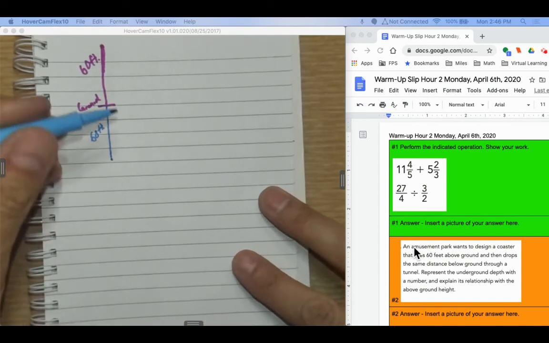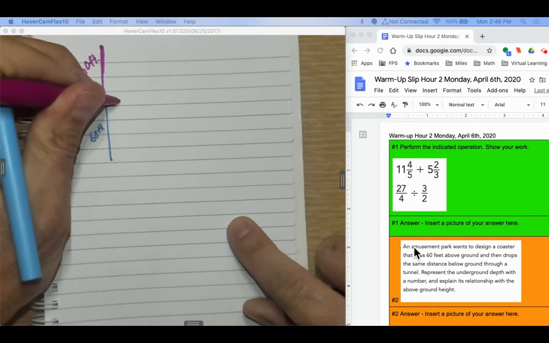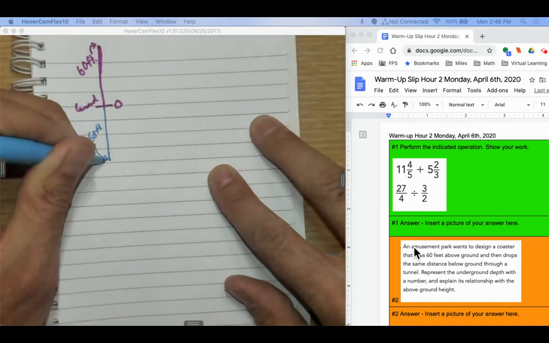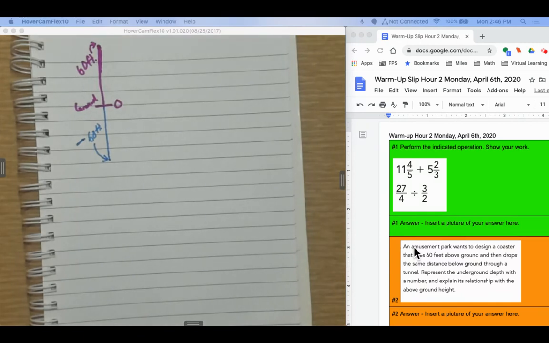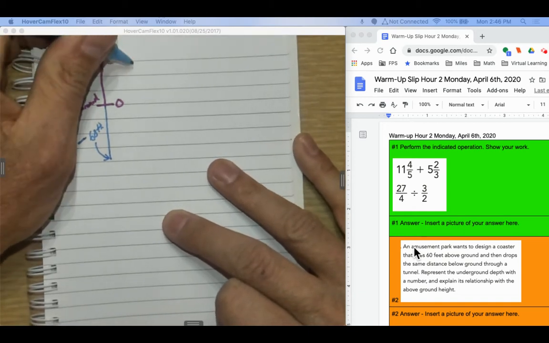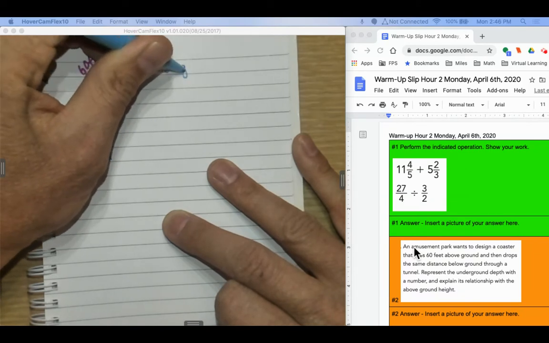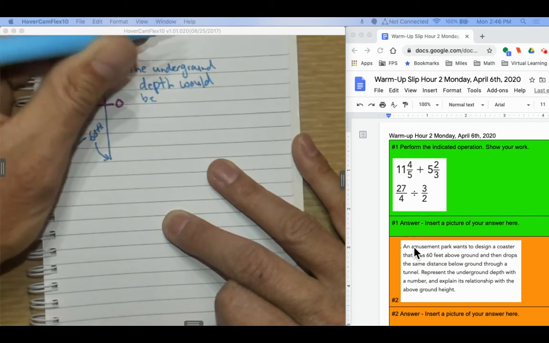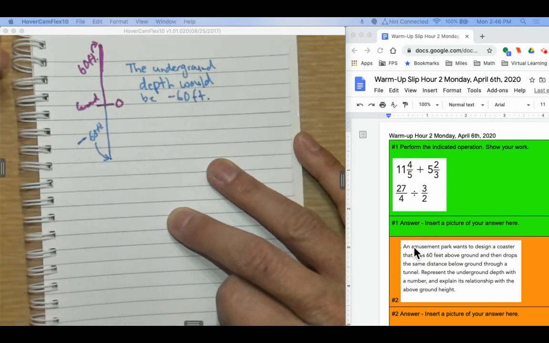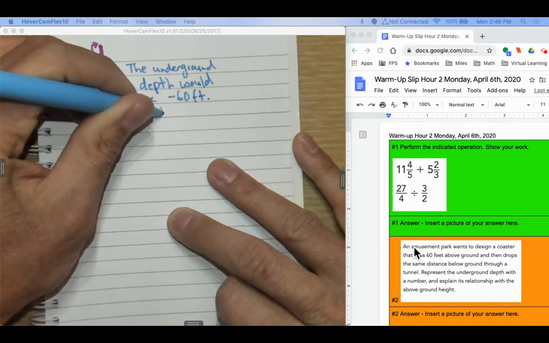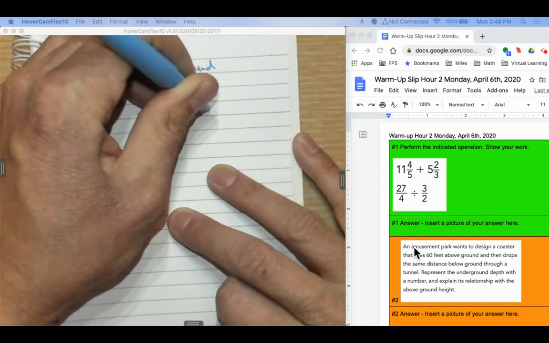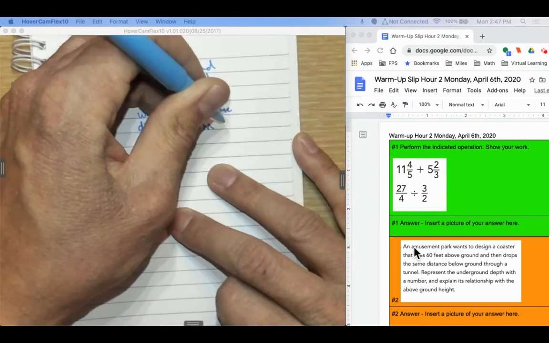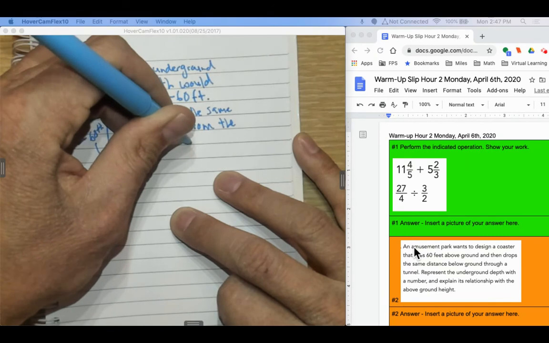Represent the underground depth with a number. Well, if this is the ground, okay, I see what they're going for here. This is 0. Up here would be 60 feet into the air. This is below ground, so it's minus 60 feet, and then that would be right there. Okay, and so to answer this, the underground depth would be negative 60 feet, which is the same distance from 0, from the ground, as the highest point.